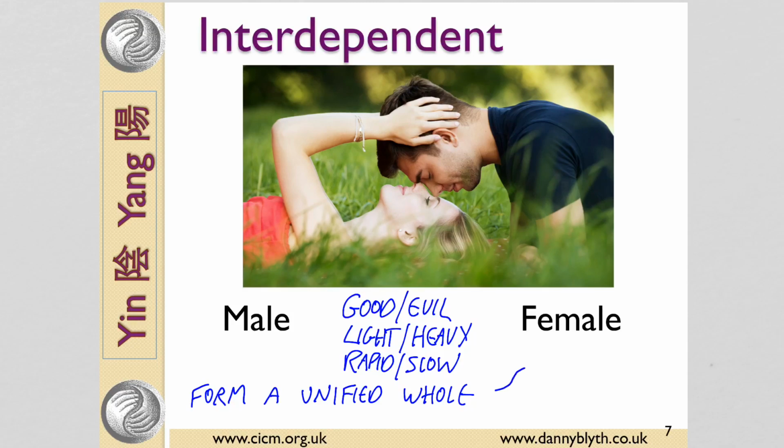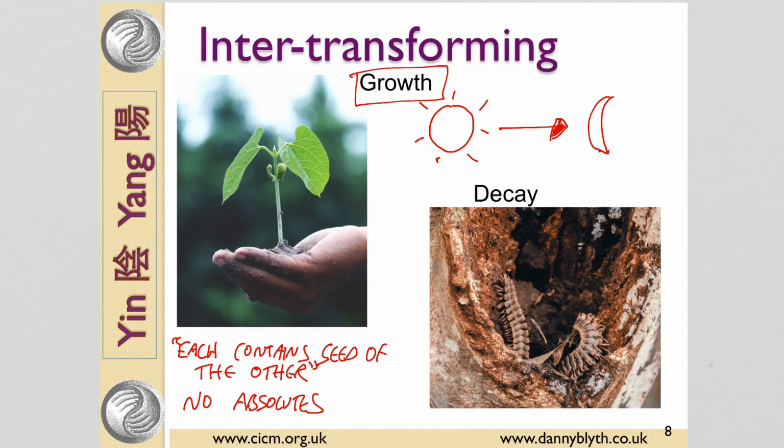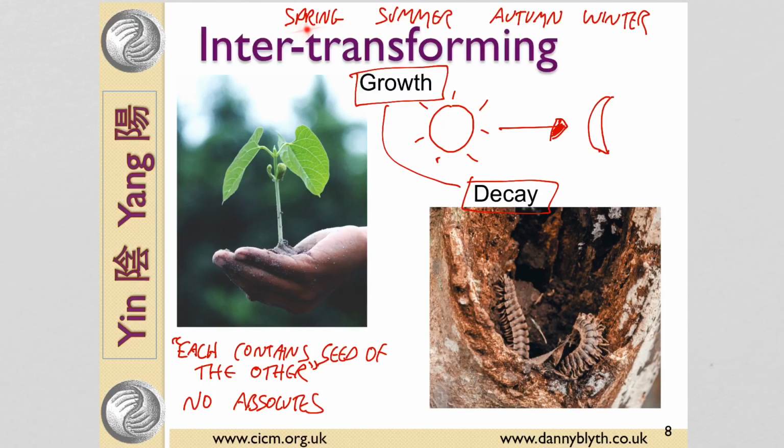Like the peak and trough of a wave. They're intertransforming in that each contains the seed of the other. There are no absolutes. So at the height of the sun at noon, we start to move towards night time. Like the cycle of growth and decay, or the way the young yang of spring turns into the high yang of summer and transforms into the young yin of autumn and the strong yin of winter.